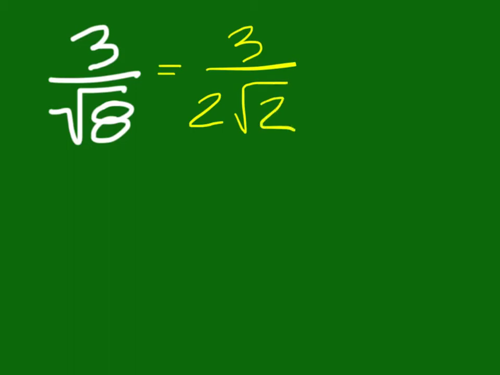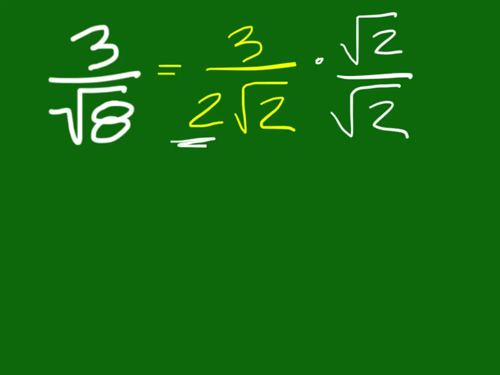Example 2. 3 over the square root of 8. You have a choice. You multiply the top and the bottom by the square root of 8 first, or you simplify it before you multiply. If you simplify it before you multiply, square root of 8 is 2 square root of 2. We've done that one enough that you should know it by heart now. And then after you've simplified, you must multiply the top and the bottom by that square root of 2.